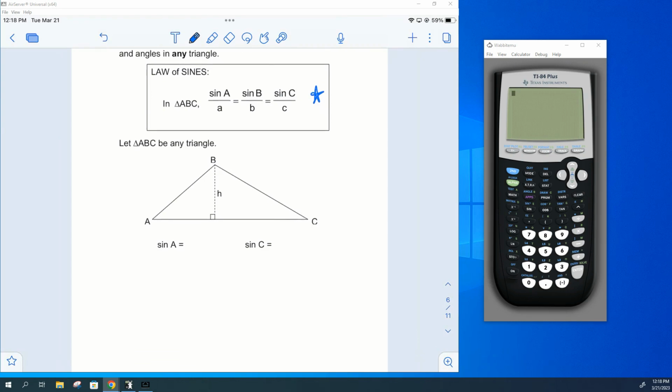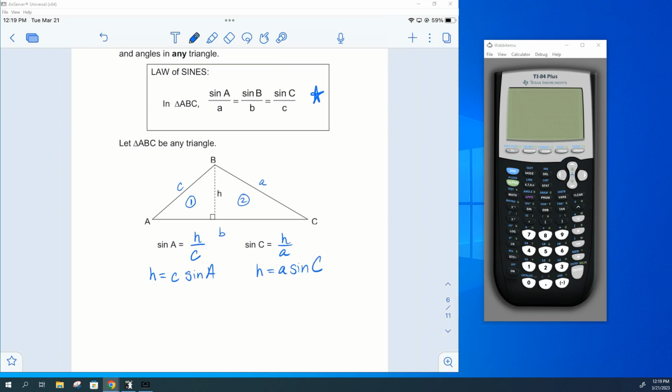So if ABC is any triangle, and we know from yesterday, this would be side B, this would be side A, and side little c. If I look at this left-hand triangle, I'm going to mark that triangle number 1. I could say that the sine of A was h over c because opposite over hypotenuse. And if I looked at the right-hand triangle, triangle number 2, I could say that the sine of C was h over a. And I could very quickly solve for h for both of them. That's a pretty easy get.